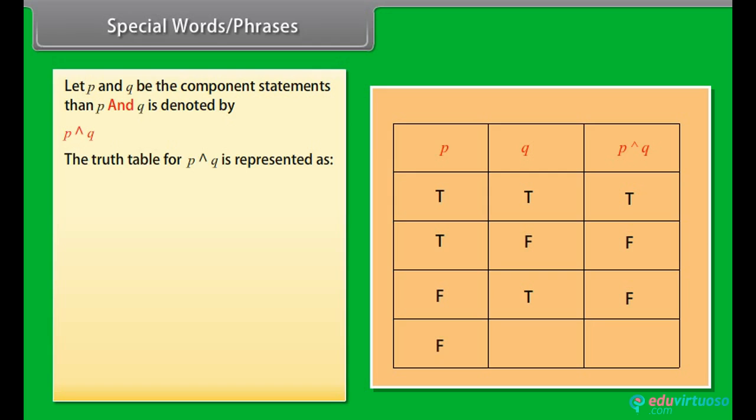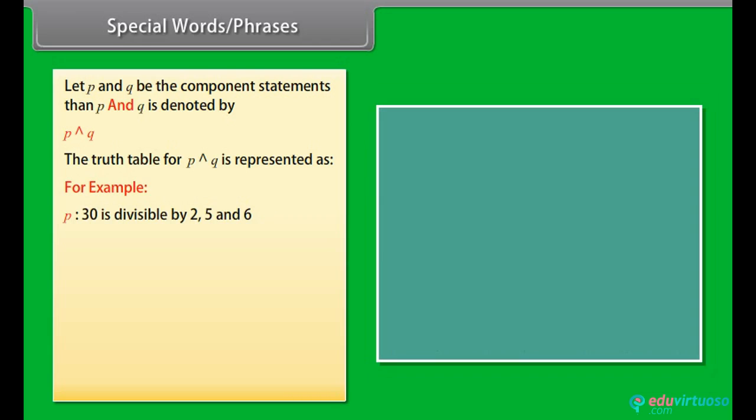For P false and Q false, P and Q is false. For example, P is a statement that 30 is divisible by 2, 5 and 6. It has the following component statements.